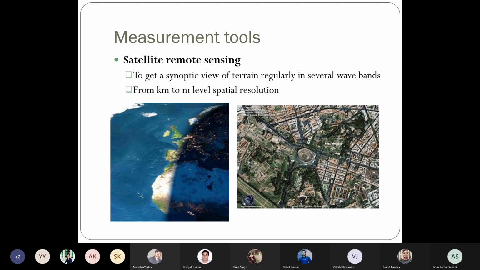Okay, and in the case of satellite remote sensing, no need to fly, no need to plan the airborne survey again, and no need to wait for clear weather. It can be done regularly irrespective of the type of weather. And you could have a synoptic view of the terrain regularly. Even a very large number of bands are used, to have very clear and precise information about the objects.